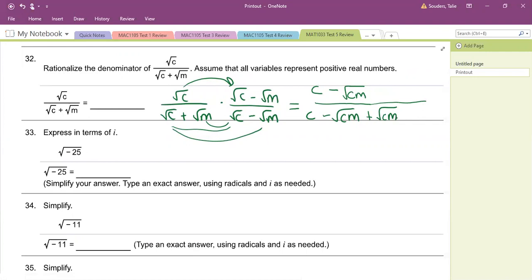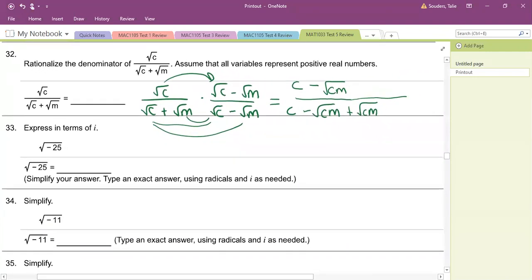Okay. And then the last term, square root of m times the square root of m. That's minus m. Just minus m. Very good. So what happens in the denominator, which is actually good news? The middle terms cancel out. And that's what should always happen.